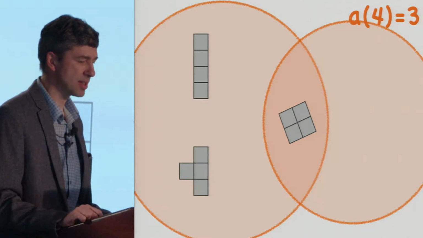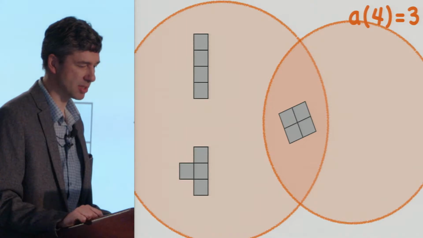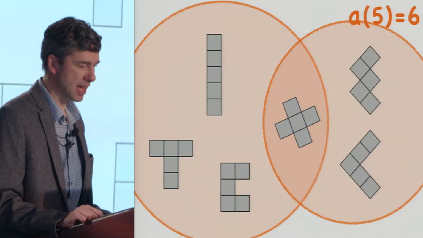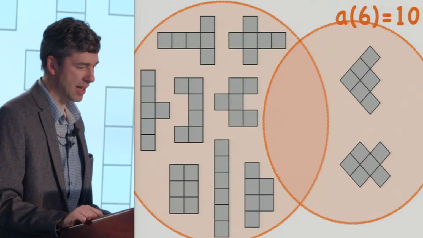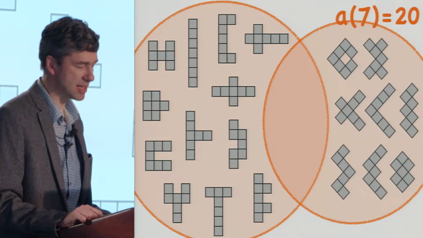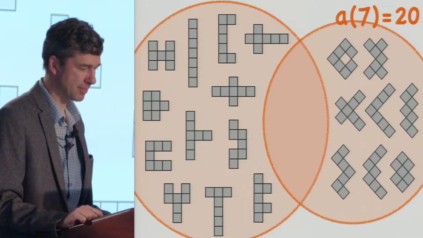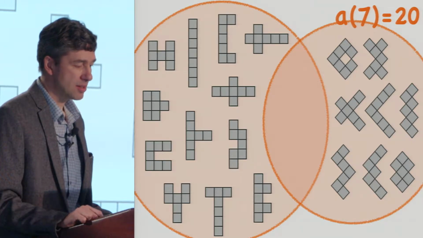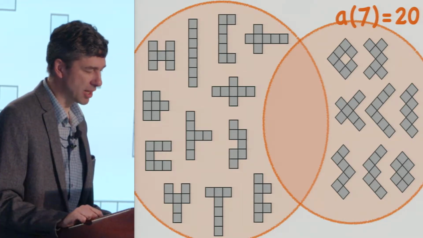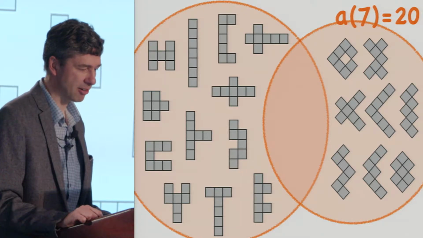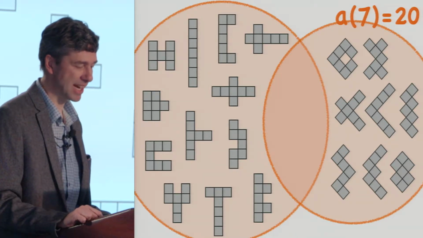Okay, so A4 is equal to 3, A5 is equal to 6, A6 is equal to 10, and A7 is equal to 20. So these are the polyominoes that have bilateral symmetry. In the left circle, you have horizontal cuts. In the right circle, you have diagonal cuts.